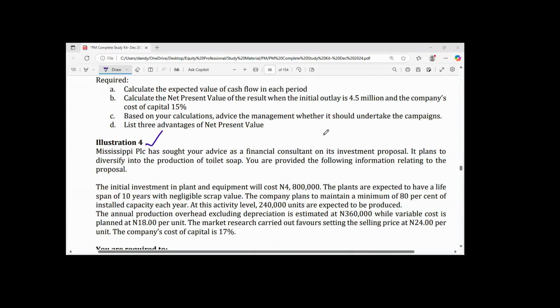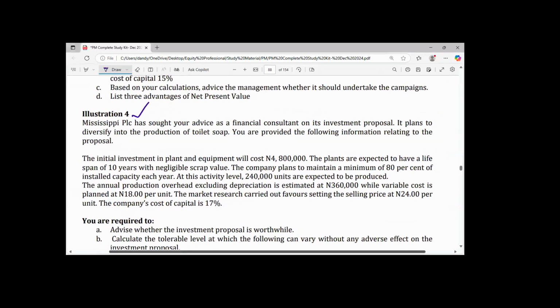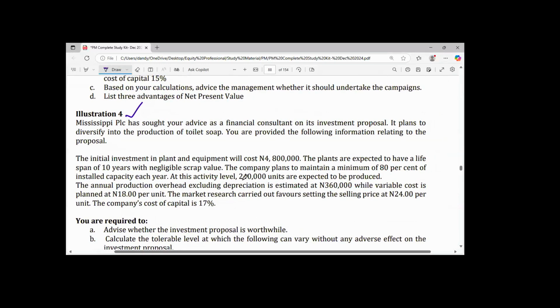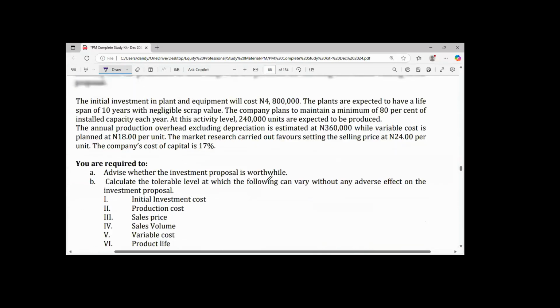Yeah. Okay. What page, sir? Look at the screen. Illustration number 4. Page 87.